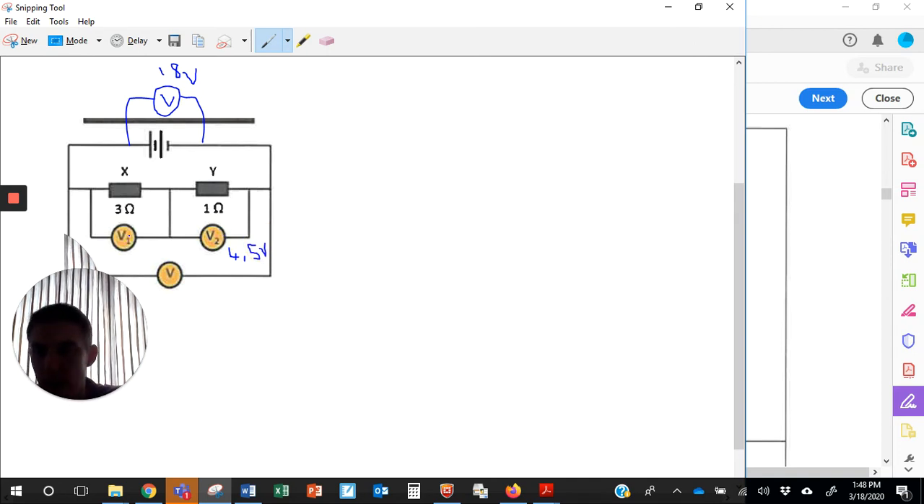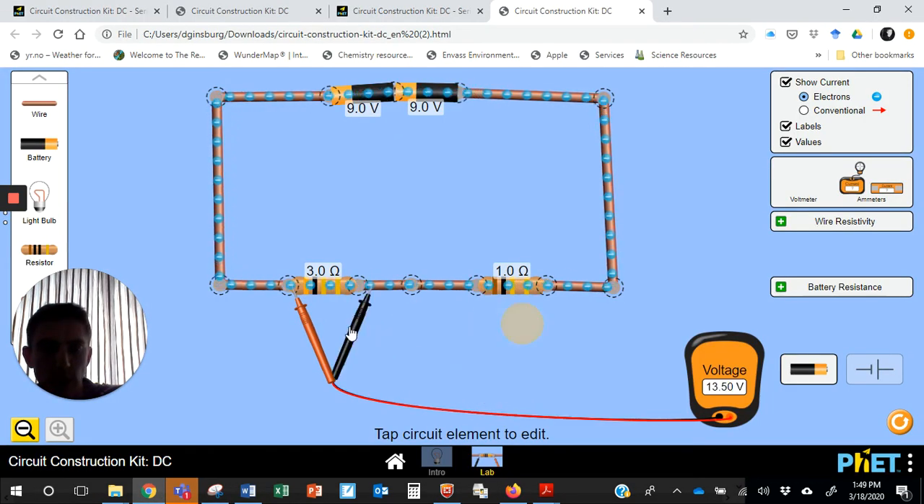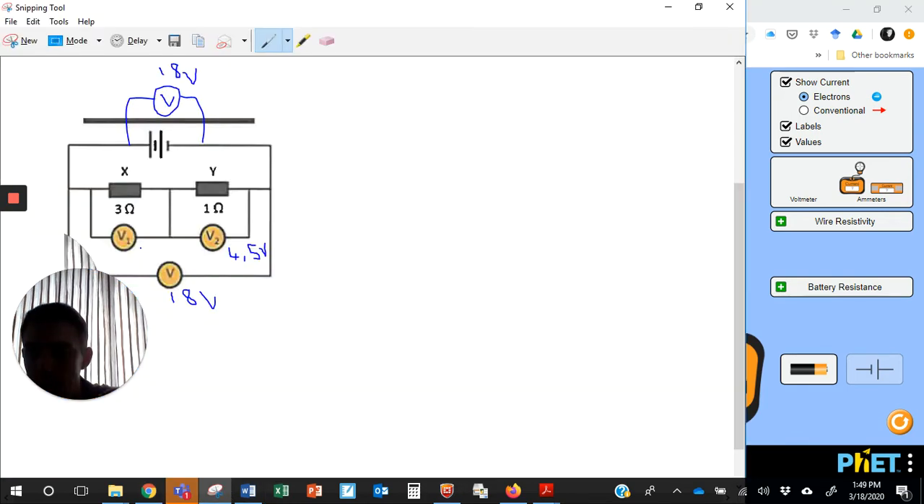Now I want you to have a look and think, if the total is 18, this will also be 18. What will the value on V1 be? Well, obviously it's going to be 18 minus 4.5. 18 minus 4.5 is going to give us 13.5 volts. And if I connect the voltmeter across that resistor, it is indeed 13.5 volts. So on your diagram, you can add that the reading for voltmeter 1 is 13.5 volts. And notice how 13.5 plus 4.5 gives you 18.